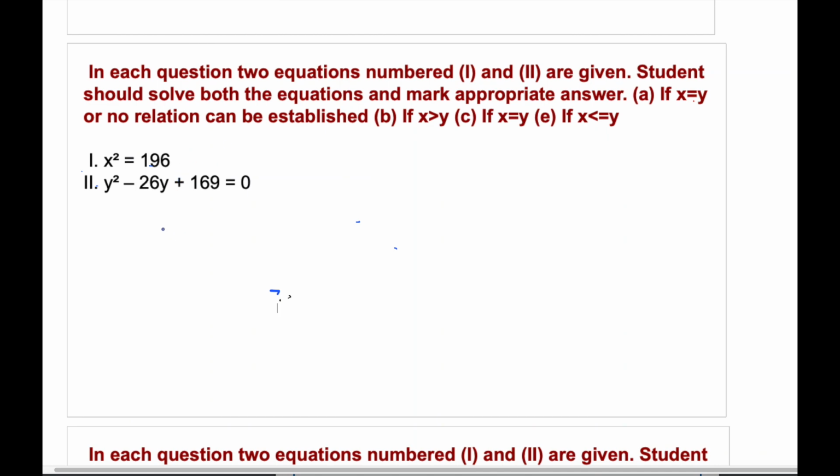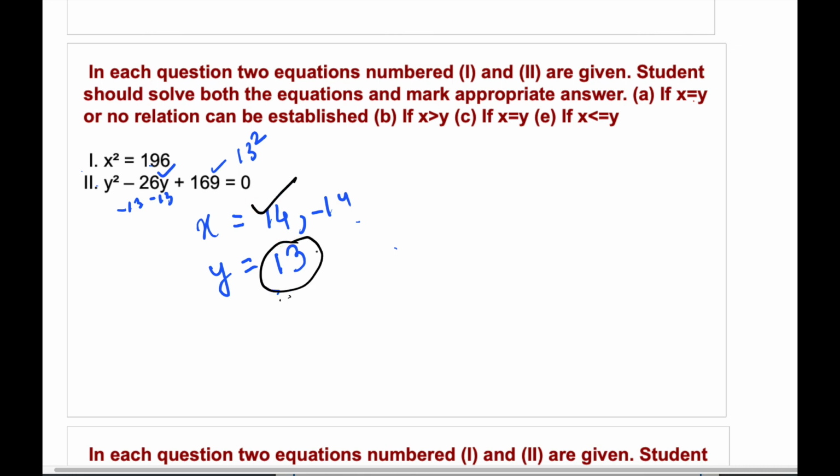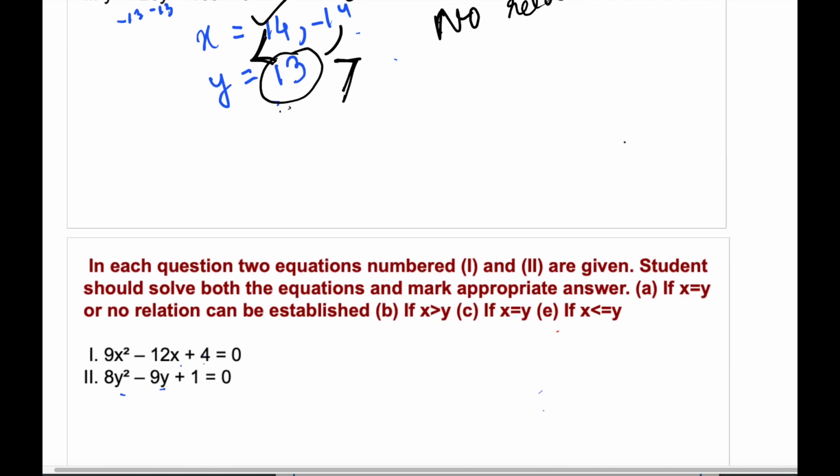x square equals 196. So 196 is square of 14, right? So x is equal to plus 14, minus 14. Okay. Then y square minus 26y plus 169. 169 is 13 square. So minus 13 minus 13 is minus 26. So y is equal to 13. Okay. Now this 13 is less than 14, but greater than minus 14. So when we have both less than and greater than, then no relationship can be established. Okay. Next question.